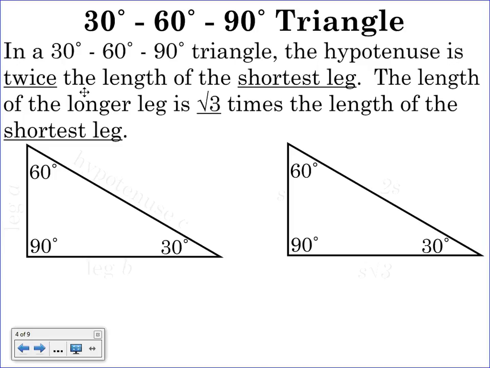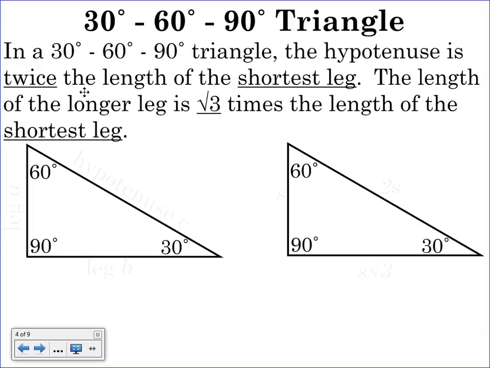Okay, so in a 30, 60, 90 triangle, the hypotenuse is twice the length of the shortest leg. Remember back to when we did Pythagorean theorem, I told you while it didn't matter which leg you let represent A, which leg you represent B, I recommended you to let A be the shorter leg and B be the longer leg, and this is why. In a 30, 60, 90 triangle, the shorter leg is going to be A, and the longer leg is going to be B. So when we know the shorter leg, we multiply it by 2, and we can find the hypotenuse, or C.